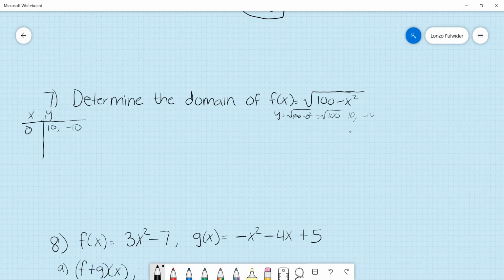What if you plug in 10 for the x value? Your y value is going to be 0, because 10 squared is 100, and 100 minus 100 gives you 0, right? And then what if you plug in negative 10? When you plug in negative 10, you're also going to get 0. So really, you could have just plugged in 0 and you would automatically get a graph of this. So when you graph it, it's going to look something like this.